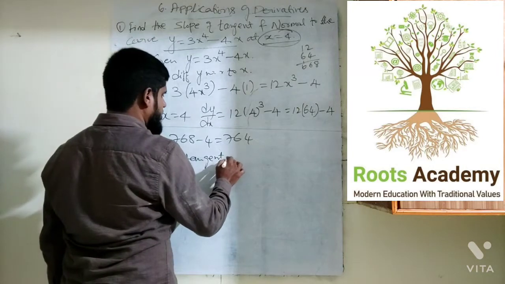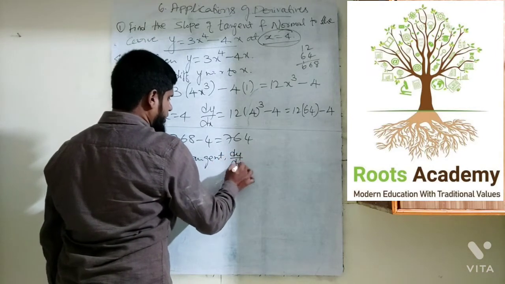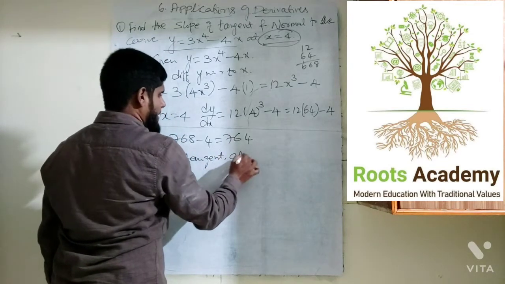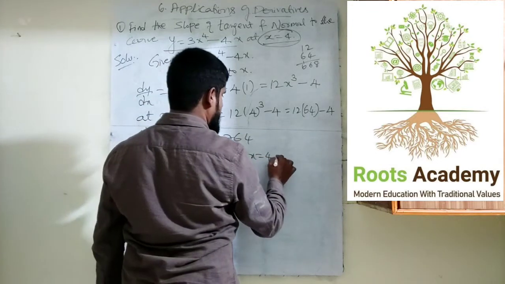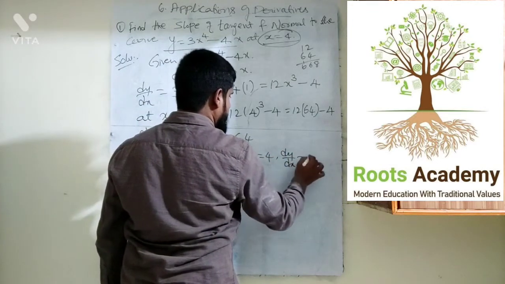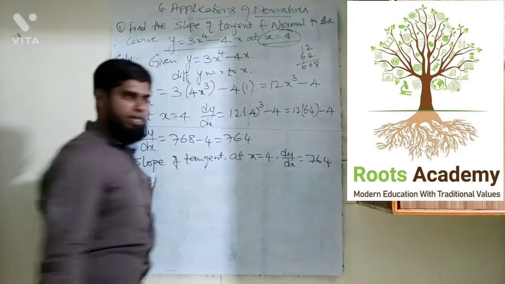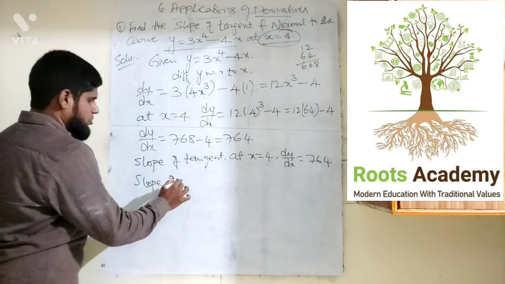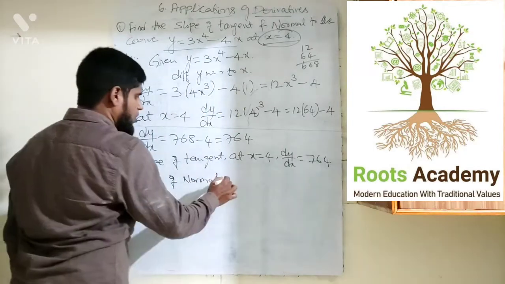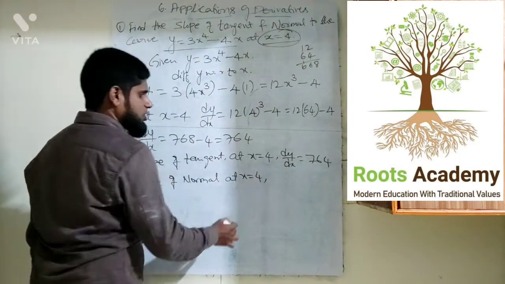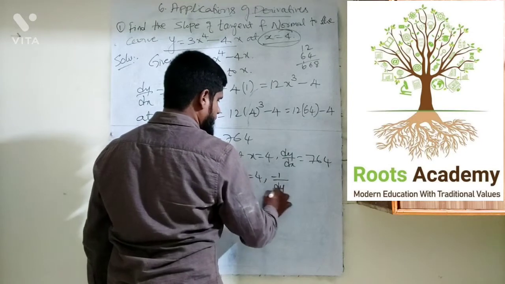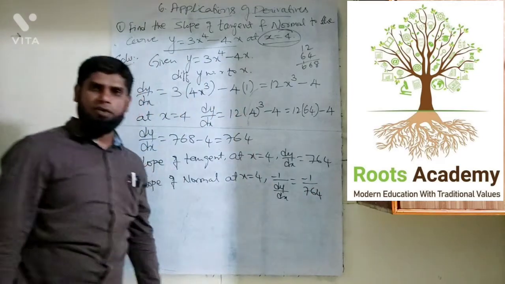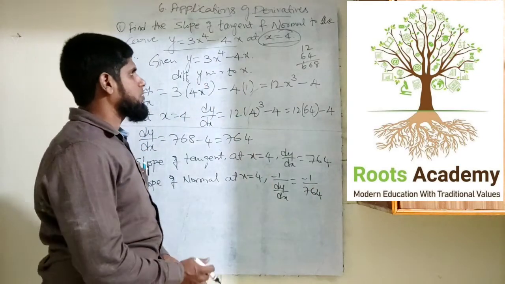So write the conclusion. Slope of tangent, that is dy by dx, at x is equal to 4, dy by dx is equal to 764. Slope of normal at x is equal to 4 is minus 1 divided by dy by dx, which is equal to minus 1 by 764.